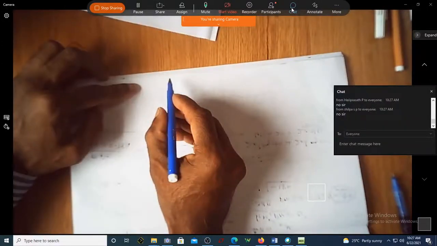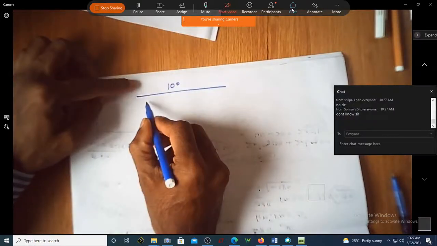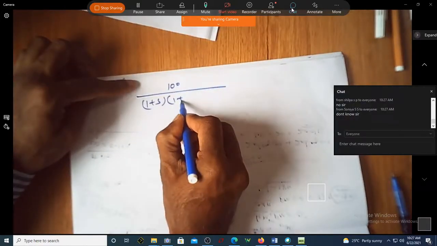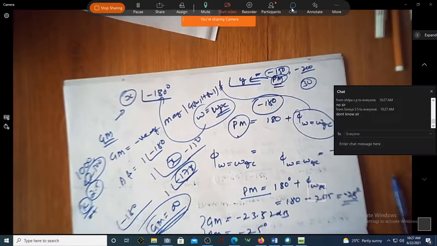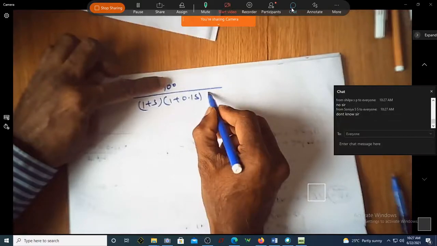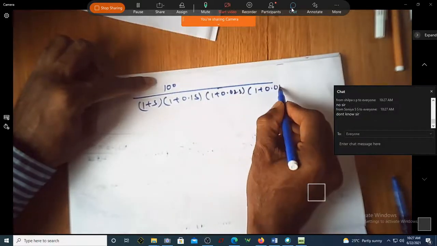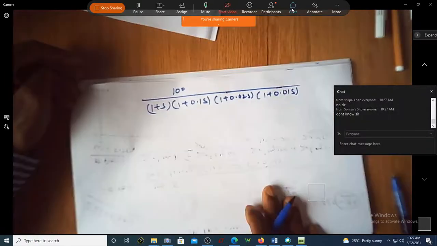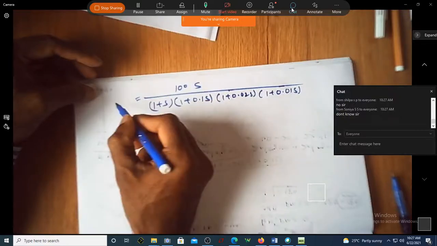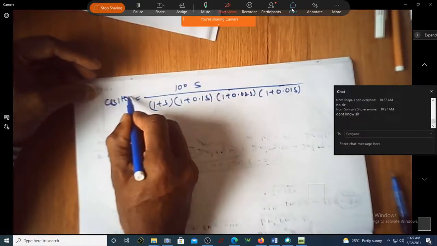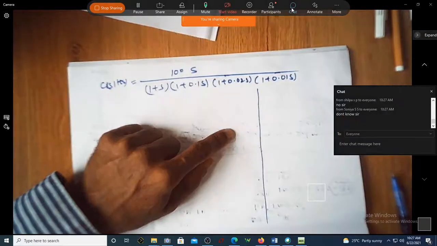So what is the term you have? You have 100 divided by 1 plus s, 1 plus 0.1 s, if I'm correct. And then 1 plus 0.02 s and 1 plus 0.01 s. Am I correct? Of course, into s is there. Yes, sir. Okay. Can we write the individual plots?